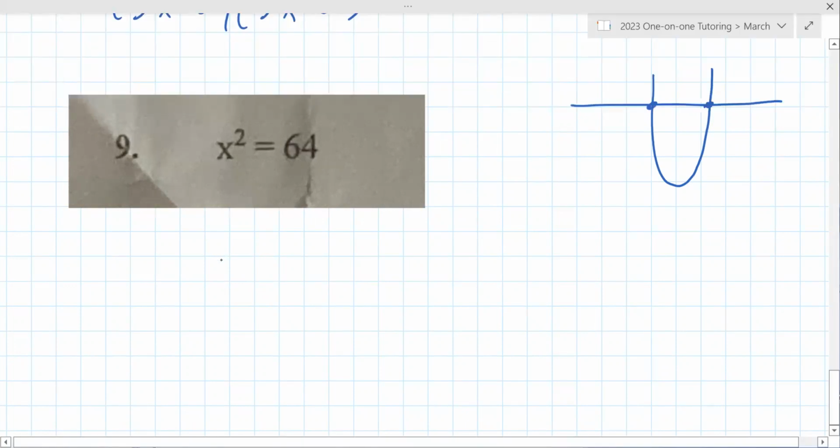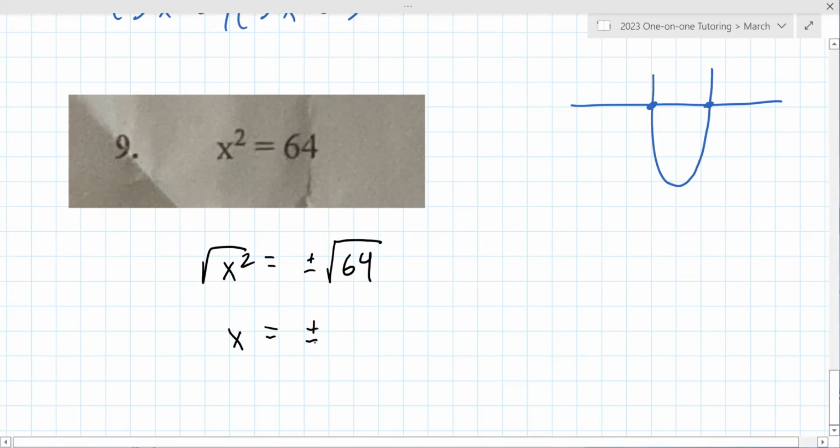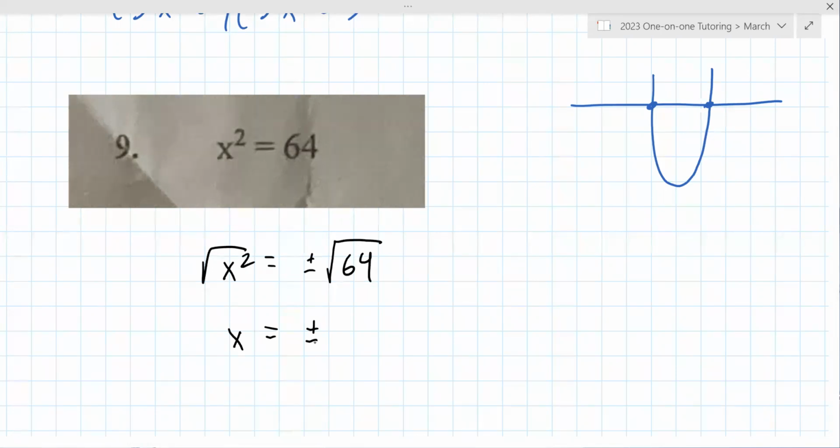The reason I say that is you want to think that going into this section, because you could very easily not get one of the answers and then get half credit on everything. So if you remember, it's plus or minus when you take a square root. Okay, so x equals plus or minus, what is the square root of 64? If you have a calculator, you're welcome to use that. 8. Yes, so those are your 2 answers for that one.